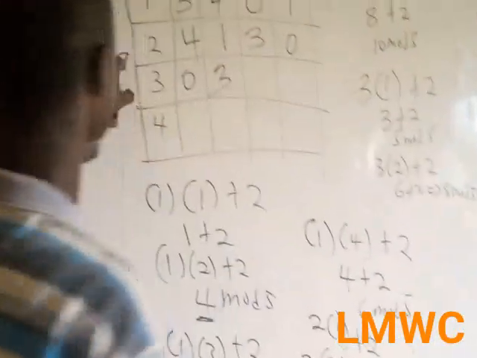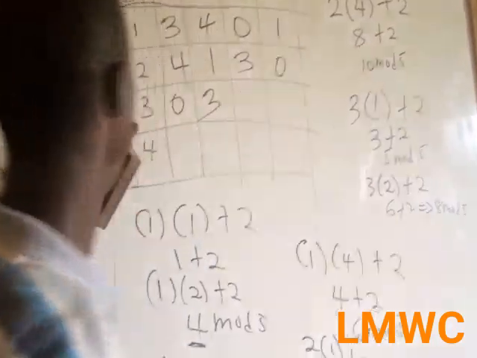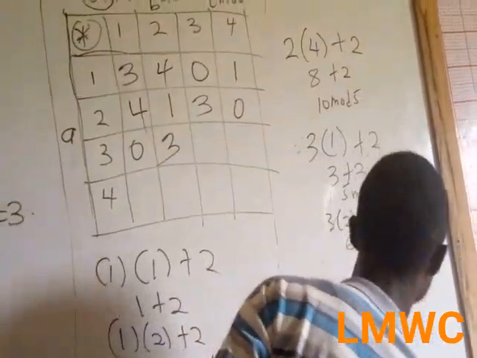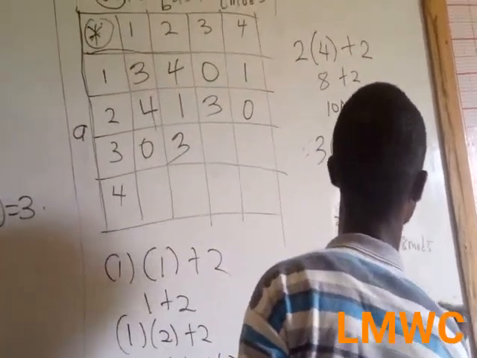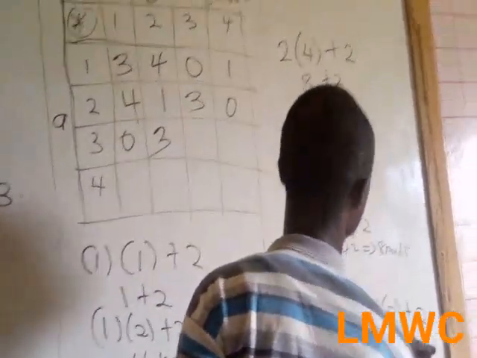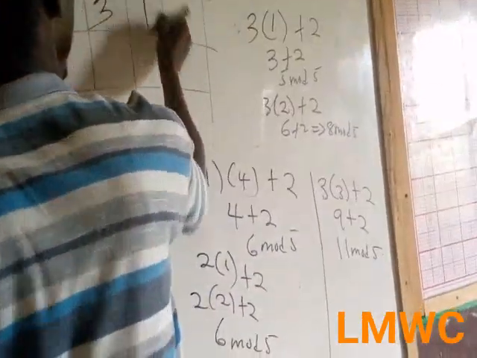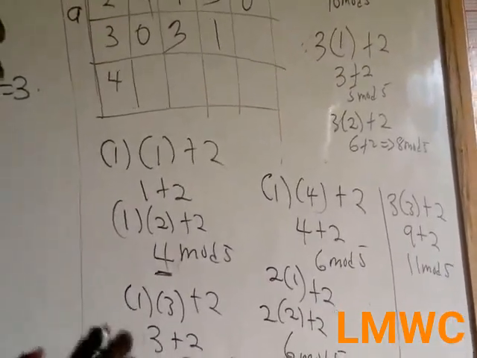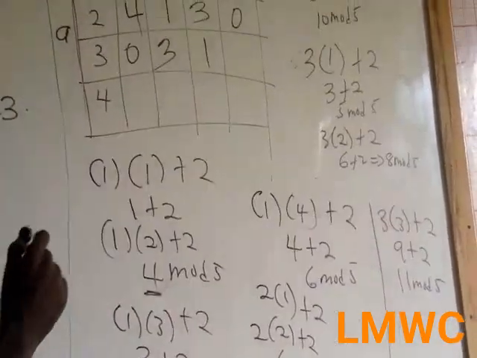So you see, this is A and this is B. So A is 3 and B is 3. So we have 3, 3 plus 2. 3 times 3 is 9 plus 2. We have 11 mod 5. 11 mod 5, we have 1, because 5 goes into 11 twice, remainder 1. In mod, only remainders are written.